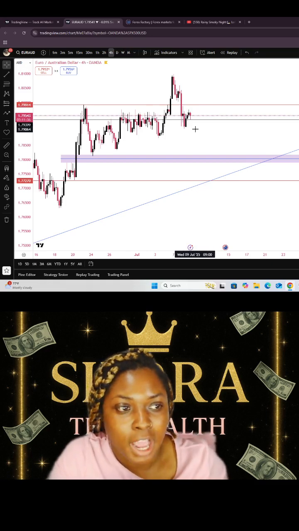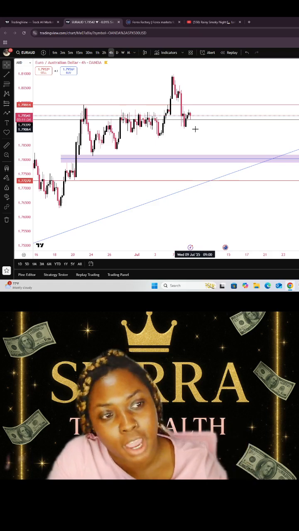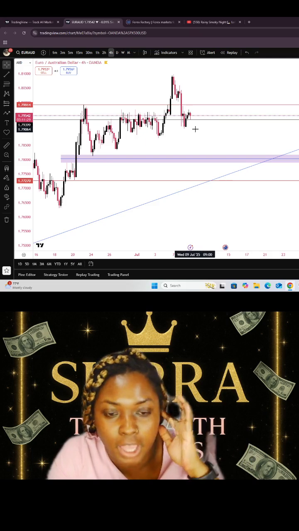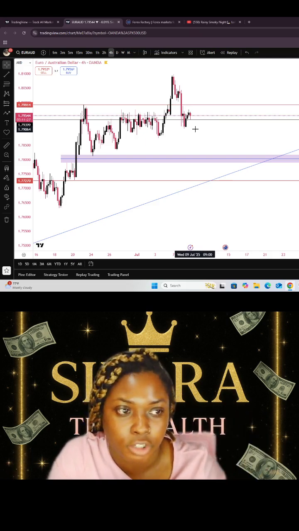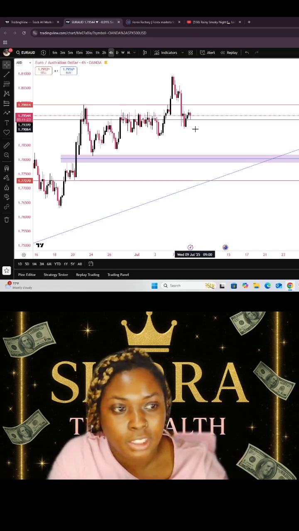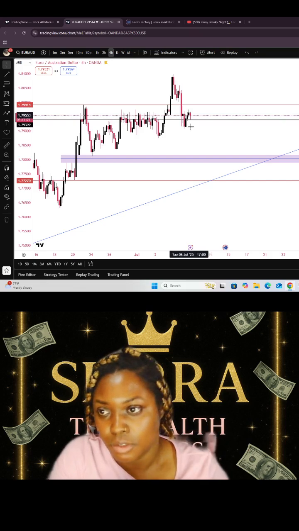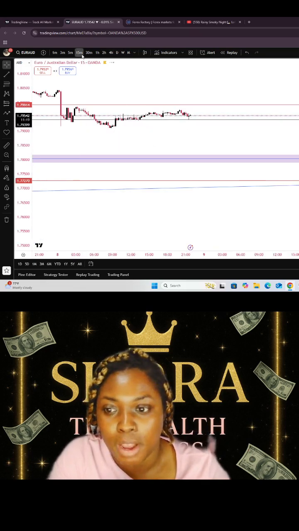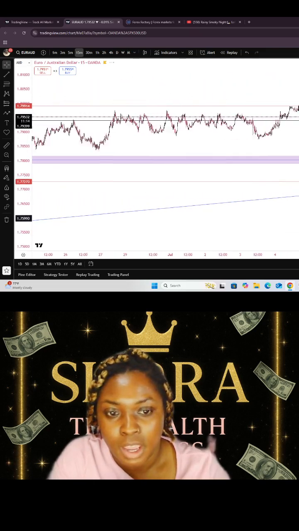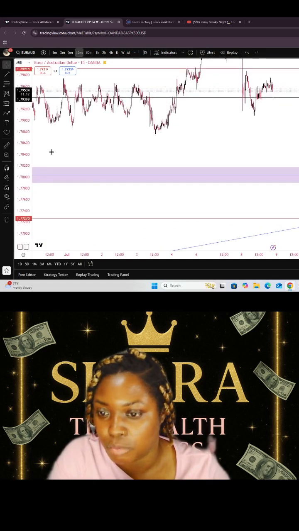Now, since I am looking for a minor structure trade, it is okay for me to go down to minor structure and look for a break of structure, which is my second confluence. I like to look for a break of structure. So I'm going to come down to my 15-minute time frame, zoom in, and find my 15-minute structure points.